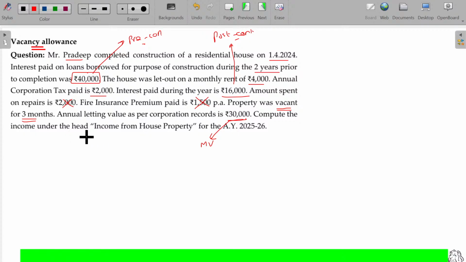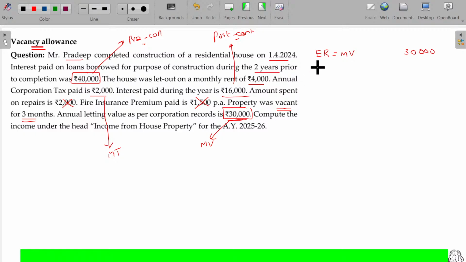Compute the income under the head income from house property. Okay, this corporation tax is nothing but municipal tax. So we have been given all the information. So your expected rent in this case is equal to municipal value only. We don't have the fair rent or standard rent. In absence of these things, you can take the municipal value as your expected rent.